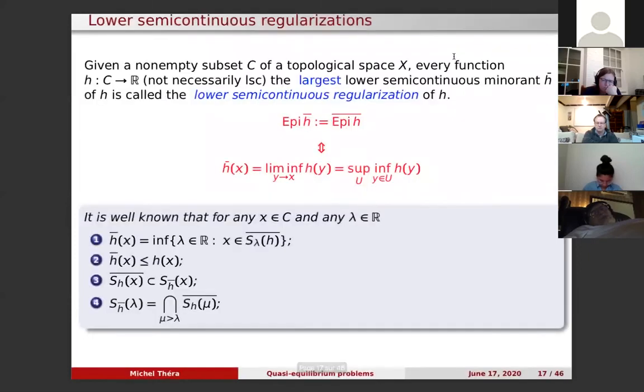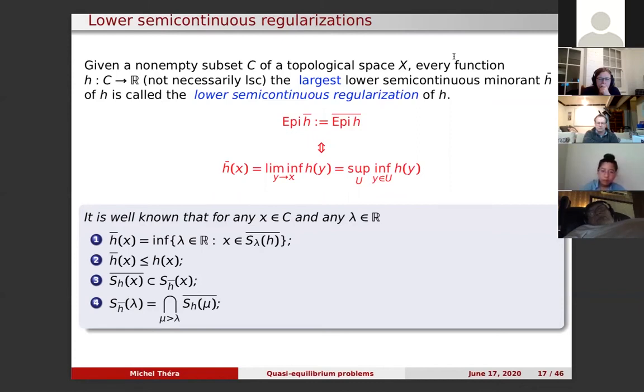Now I want to speak briefly about something you know very well: lower semi-continuous regularization. When you have a function h, you have its epigraph, and you can define the largest lower semi-continuous minorant of h, which is called the lower semi-continuous regularization. And in fact, the epigraph of this regularization is exactly the closure of the epigraph of the function. Through this definition and using the concept of lower semi-continuity, you can see that the lower semi-continuous regularization h bar of h is exactly defined by the lim inf of h of y when y goes to x.